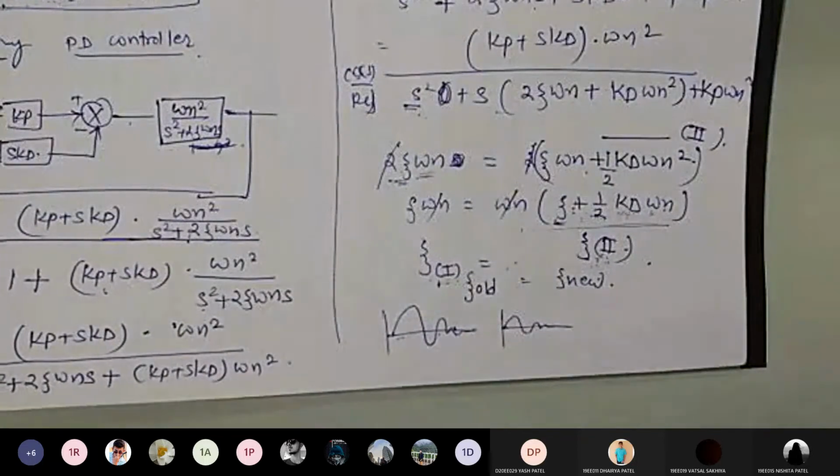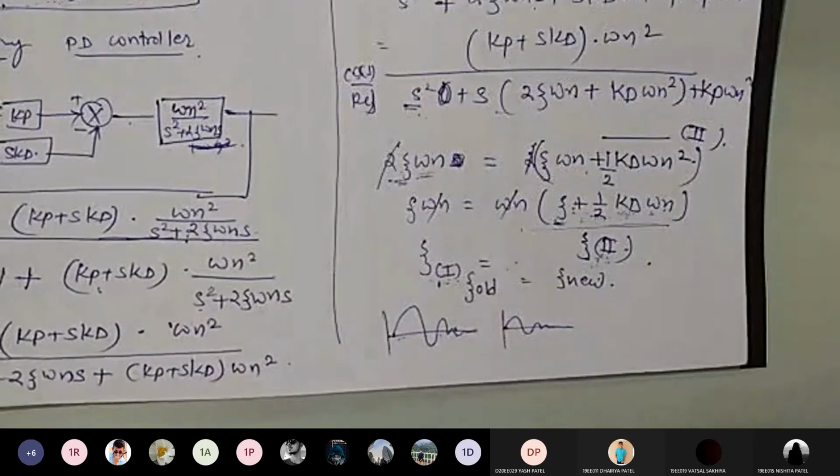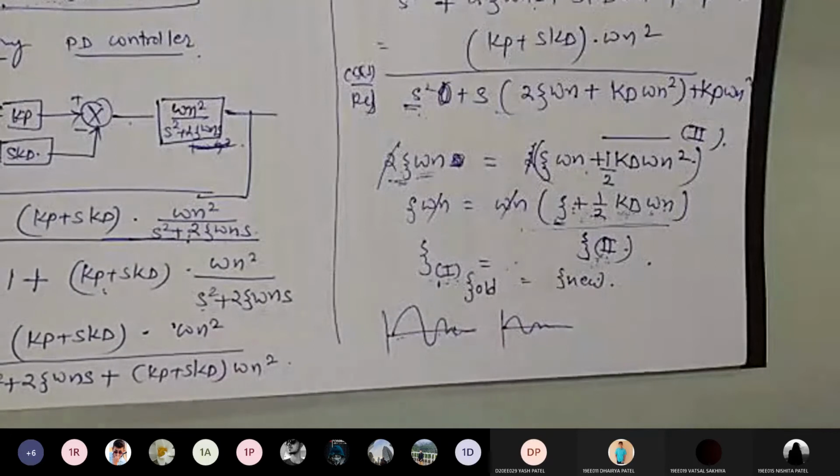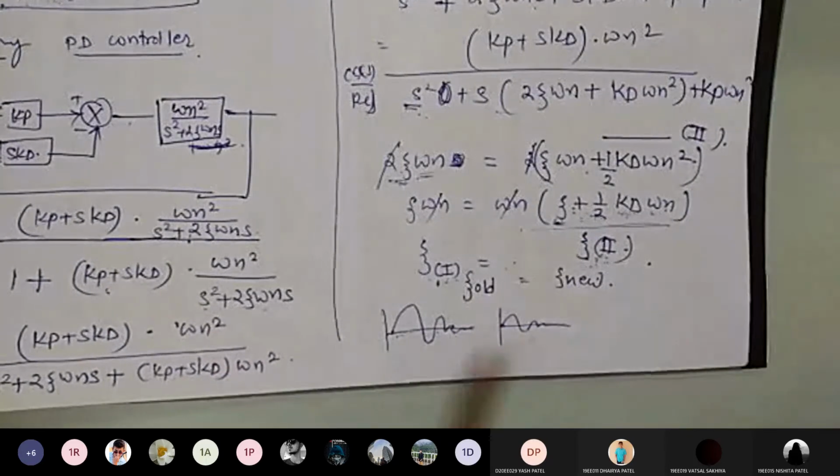If I use a PD controller, what will happen? Your zeta will increase. If zeta increases, that means the system's capability to oppose the oscillation is increased. If it is increased, you will have good stability.